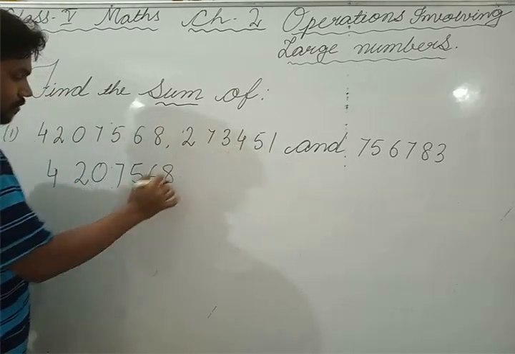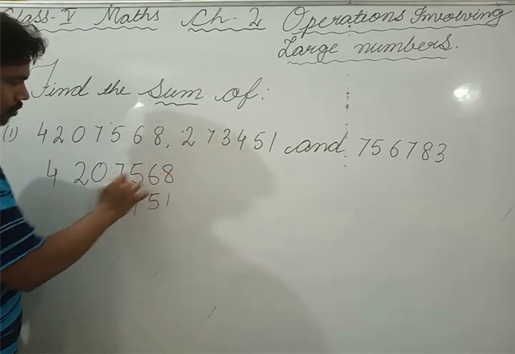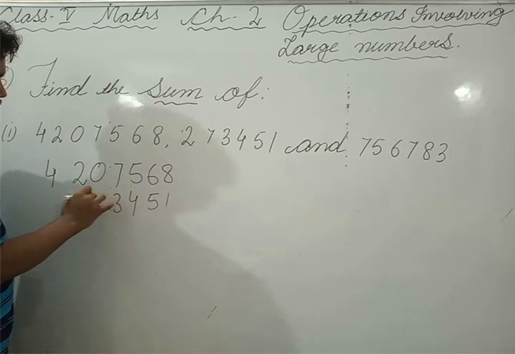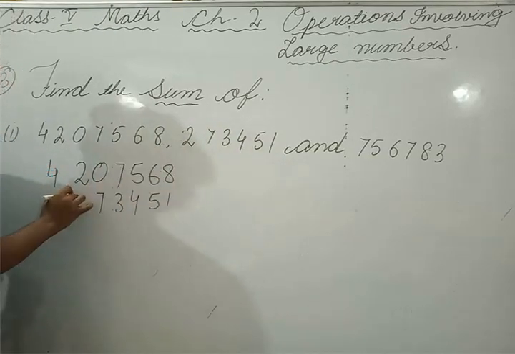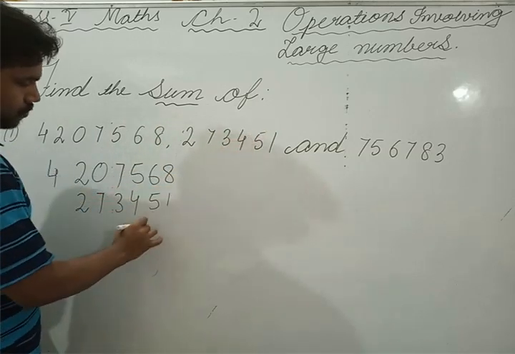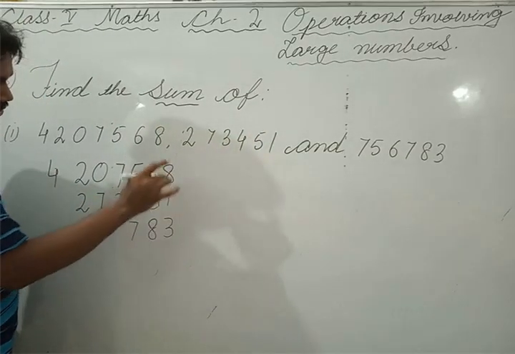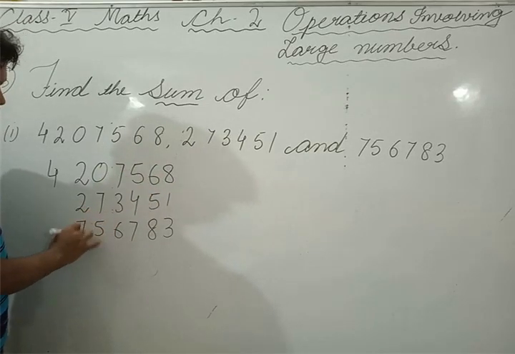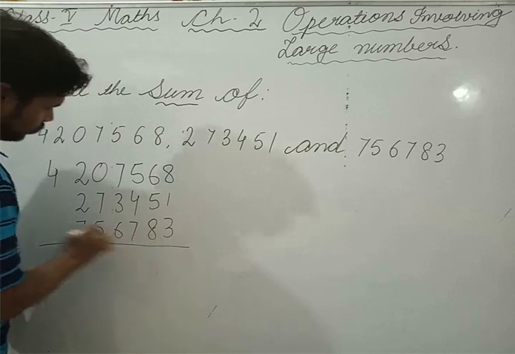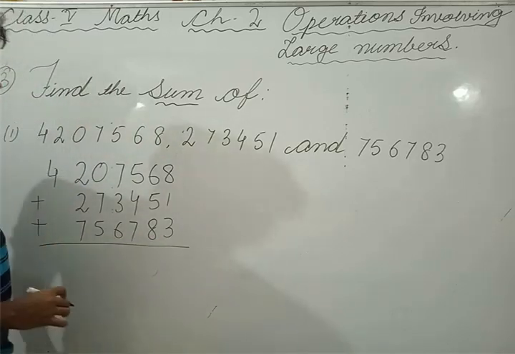Next number which we have is 1 5 4 3 7 2. Next number which we have is 3 8 7 6 5 7. Now you have to add all these numbers.